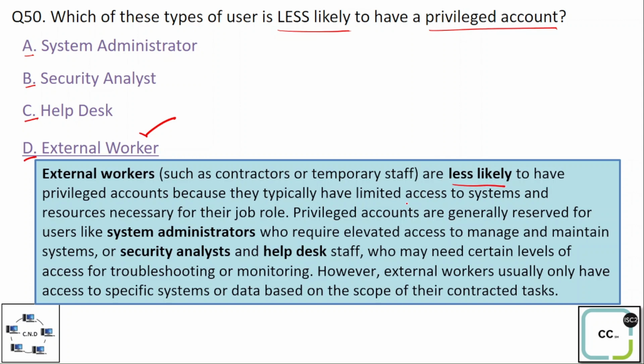because they typically have limited access to systems and resources necessary for their job role. Privileged accounts are generally reserved for users like system administrators who require elevated access to manage and maintain systems, or security analysts and helpdesk staff who may need certain levels of access for troubleshooting or monitoring. However, external workers usually only have access to specific systems or data based on the scope of their contracted tasks.